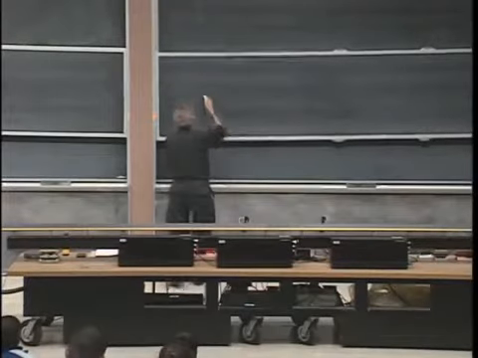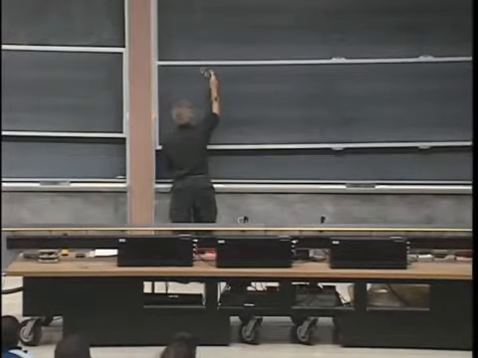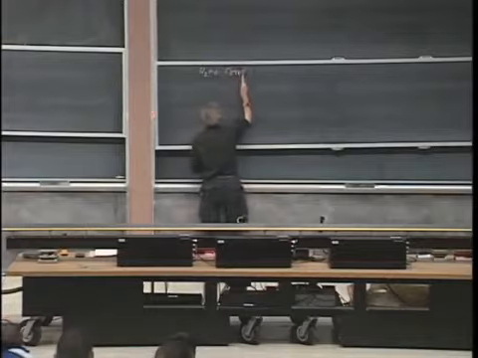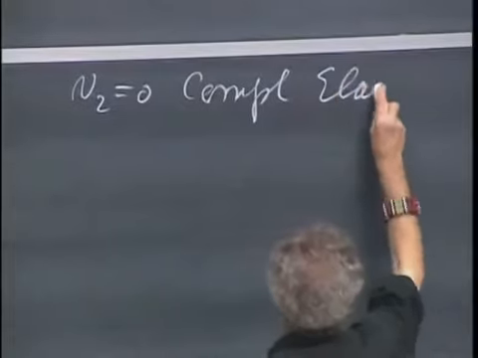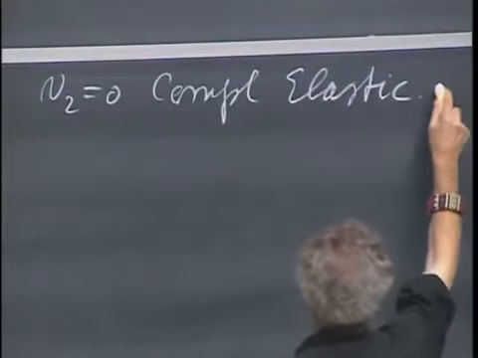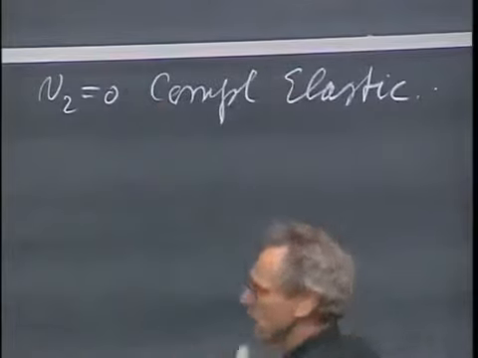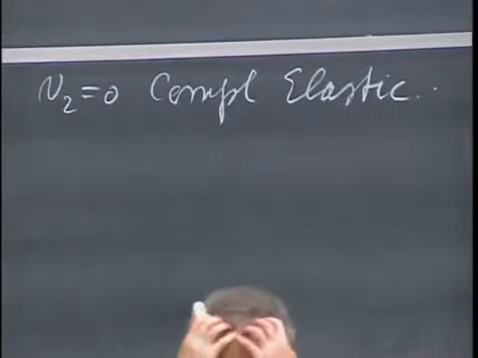So always V2 equals 0. And they are completely elastic. Kinetic energy is conserved. This word completely is not necessary. I always add it in my mind.